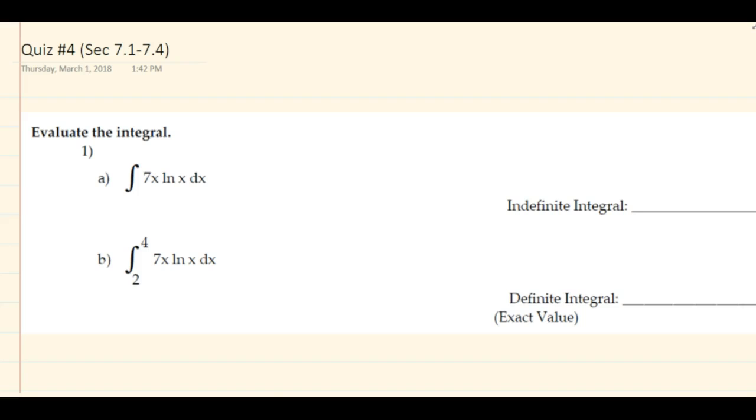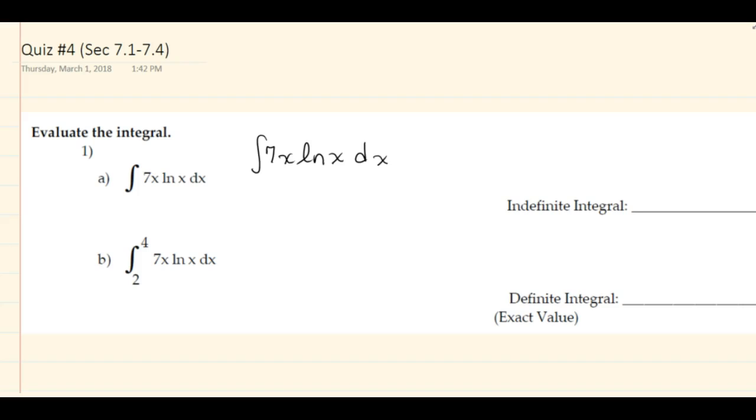So the first thing we need to do is think about how we are going to integrate 7x natural log of x dx. One idea would be to use substitution. However, if we use a u substitution for the x, we still have an x out here. So u substitution is not the way to go.